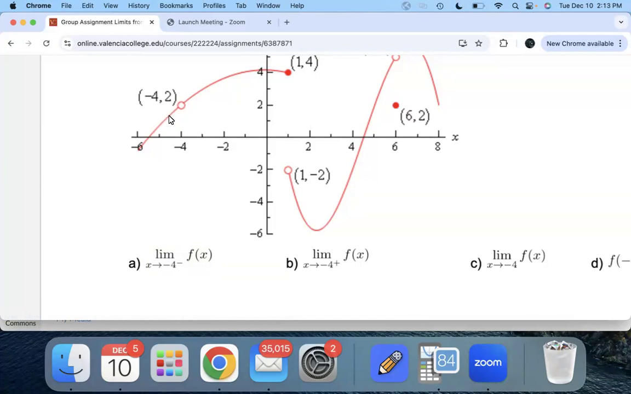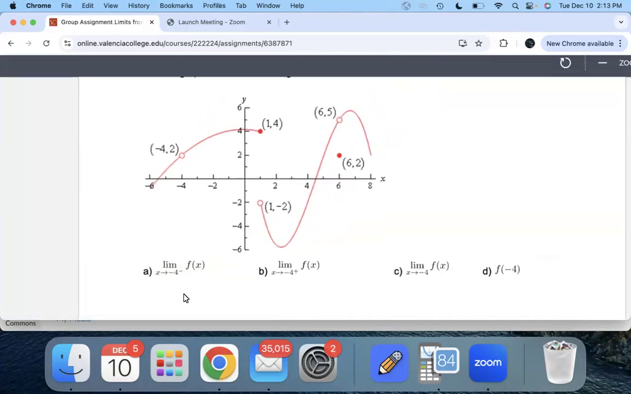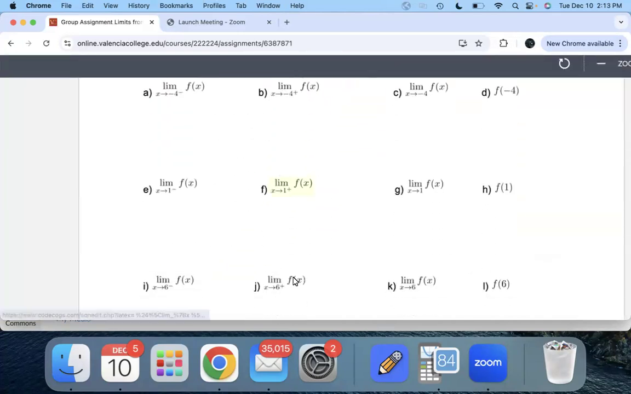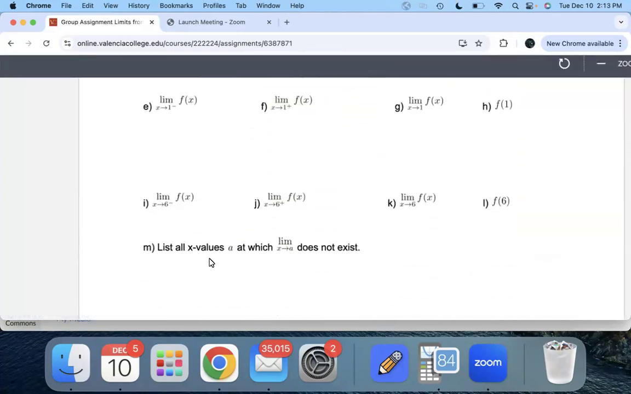What are my y values approaching as I'm getting closer to -4? My y values are getting closer to 2. All of our answers here are the y values as we approach a certain x value. So the answer to this first part is 2. Okay, now, the rest of these should be pretty easy.